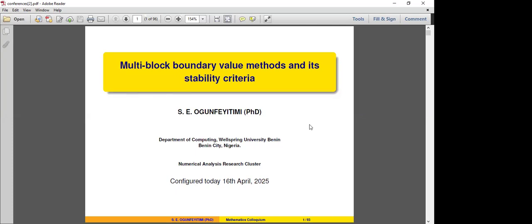Yeah, thank you very much for the presentation. It was quite a wonderful one, though I didn't start from the beginning of the presentation, but I think it makes a whole lot of sense. But I want to actually ask, this multi-block boundary value method and its stability criteria, is it majorly for just first order problems? Does it extend to others greater than 1?